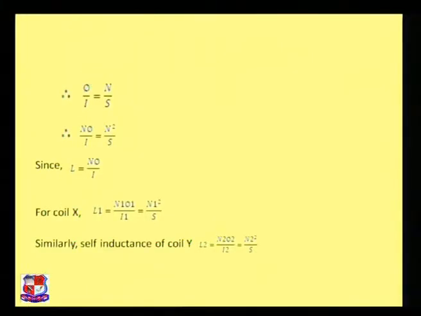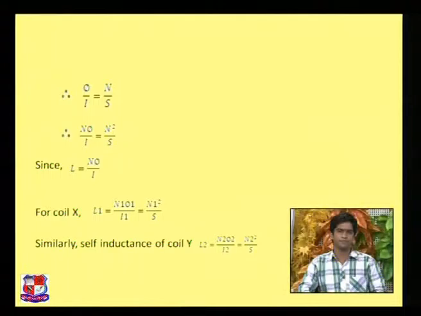So phi by I is equal to N by S, because flux phi is equal to Ni by S, that we saw in our last lecture. So we can conclude that N phi by I is equal to N square by S. So here for coil X, L1 is equal to N1 phi 1 by I1, and putting the value of phi 1 by I1, we have L1 is equal to N1 square by S.